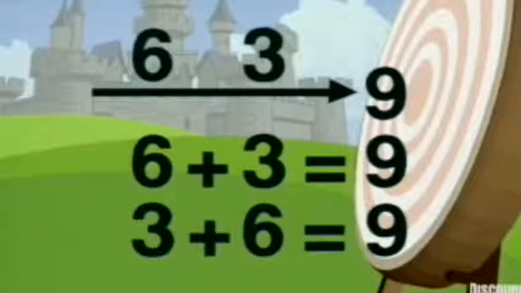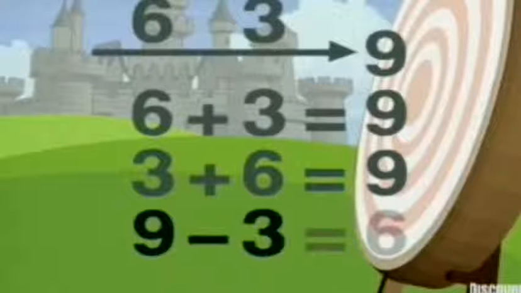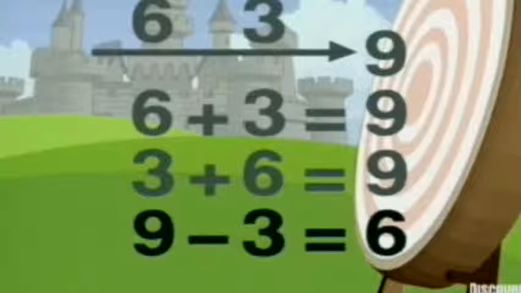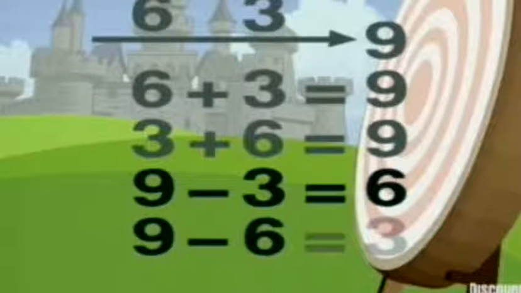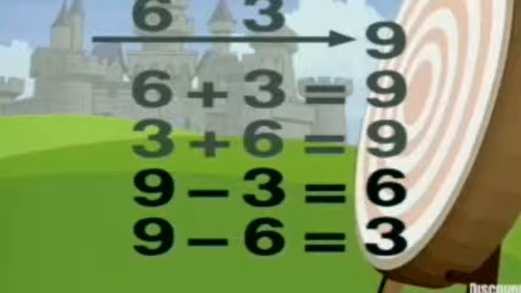One subtraction fact for this family starts with the big number and goes backward along the arrow. Say that problem. Nine minus 3 equals 6. The other subtraction fact also starts with the big number. 9 minus 6 equals 3.